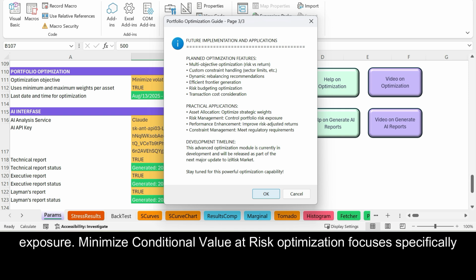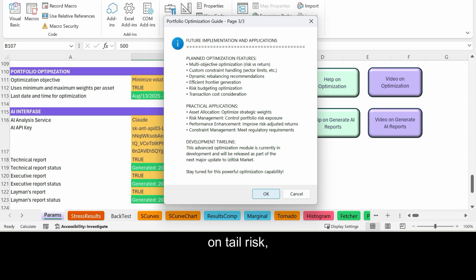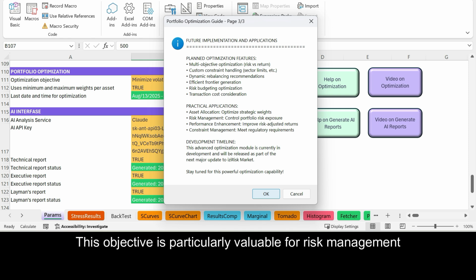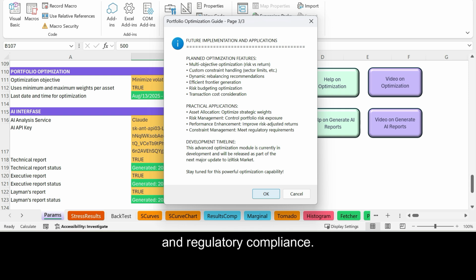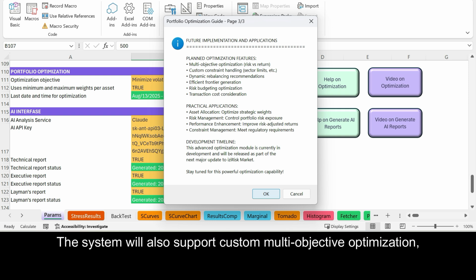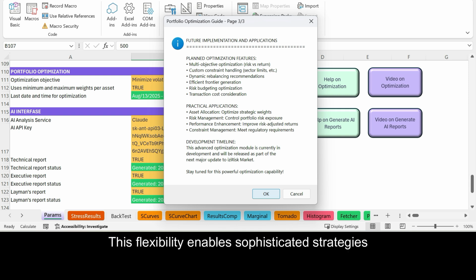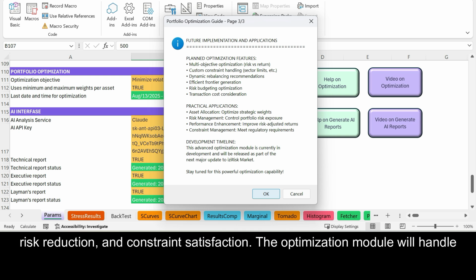Minimize conditional value at risk optimization focuses specifically on tail risk, finding allocations that reduce the severity of worst-case scenarios. This objective is particularly valuable for risk management and regulatory compliance. The system will also support custom multi-objective optimization, allowing you to combine multiple goals with your own specified weights. This flexibility enables sophisticated strategies that simultaneously consider return enhancement, risk reduction, and constraint satisfaction.